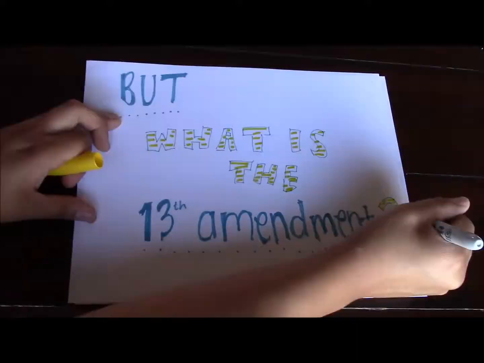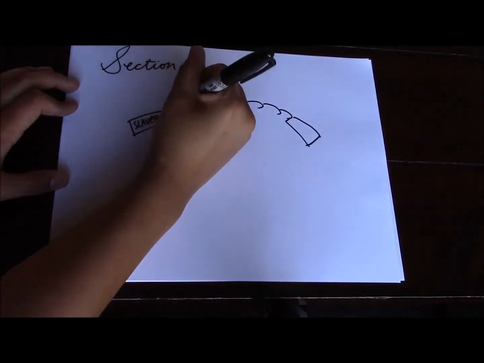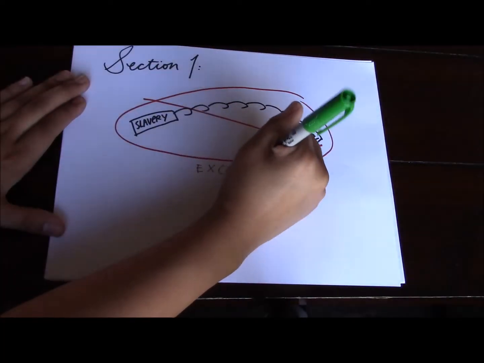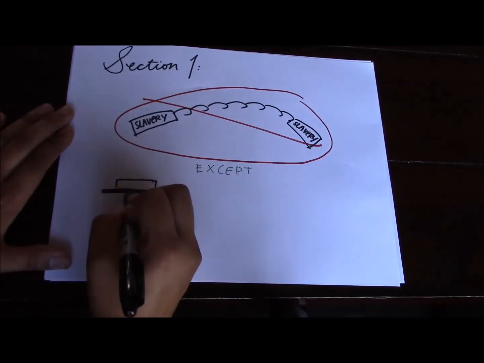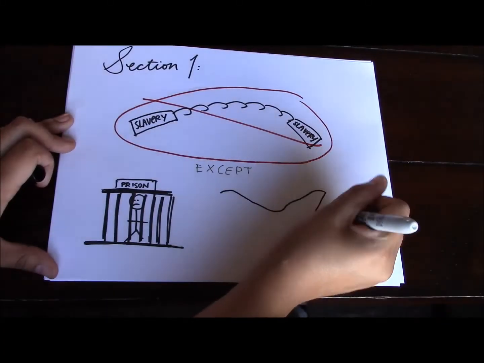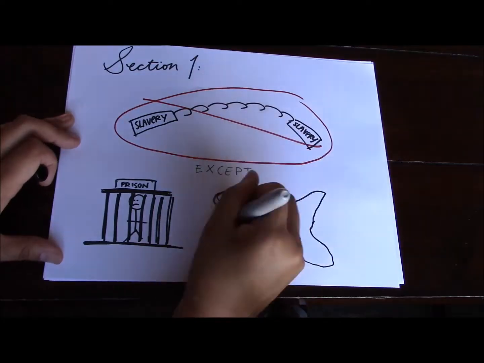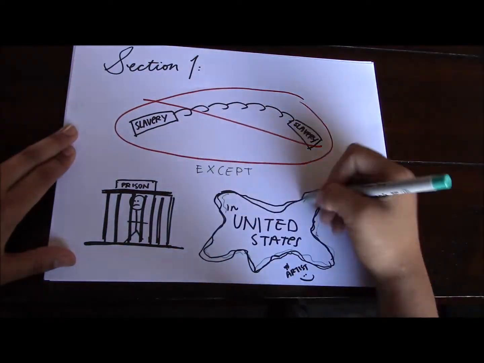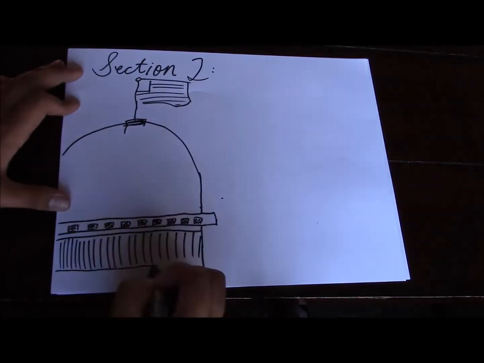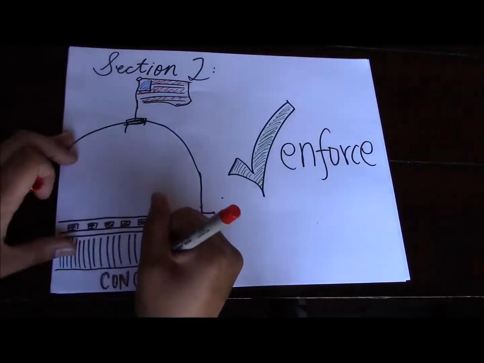Section 1. Neither slavery nor involuntary servitude, except as a punishment for crime whereof the party shall have been duly convicted, shall exist within the U.S., or any place subject to their jurisdiction. Section 2. Congress shall have power to enforce this article by appropriate legislation.